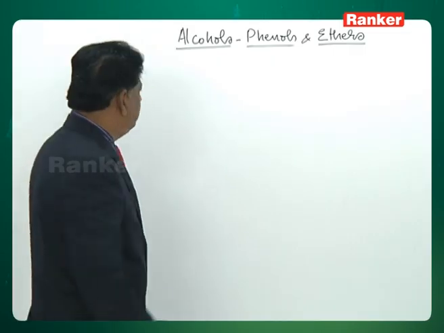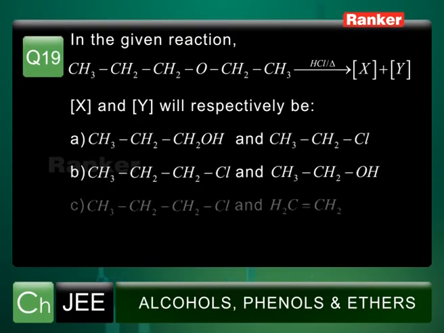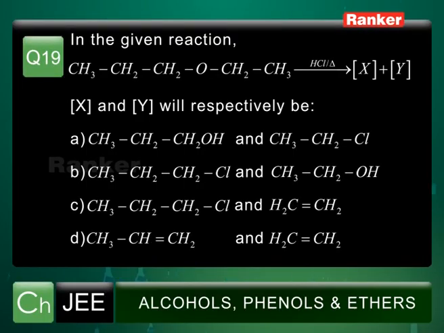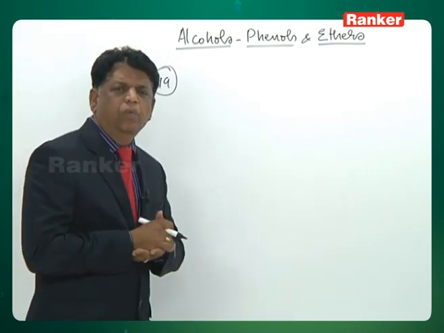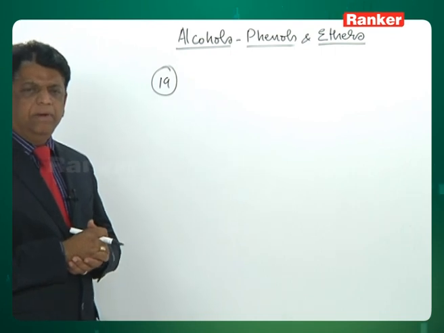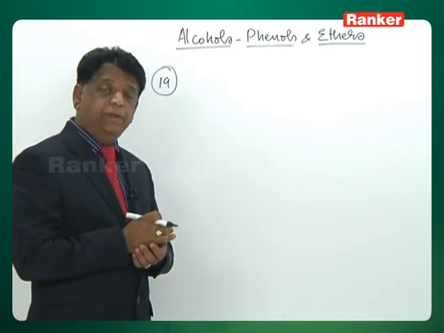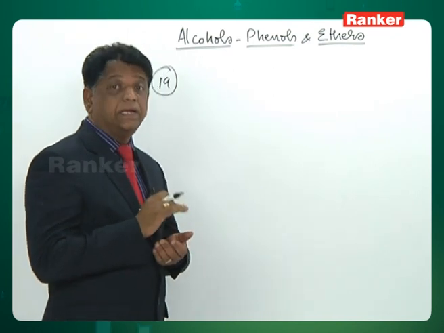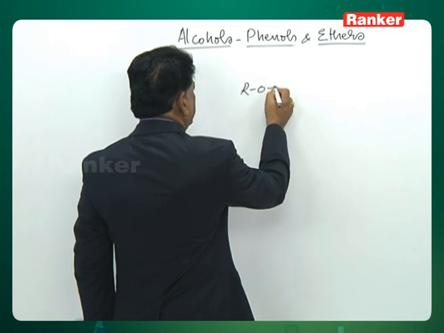So let us go for question 19. In the reaction given, a propyl and ethyl ether is treated with HCl and heated, X and Y are formed. It is HCl heating. Actually HCl will not open this ether much, but instead you can take HBr, a better one. Instead of HBr you can take HI, that is much better. Okay, ether will open, no doubt.